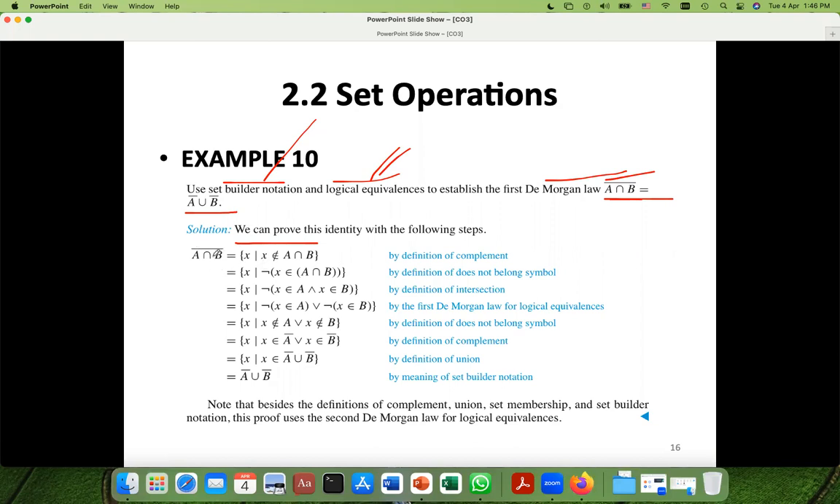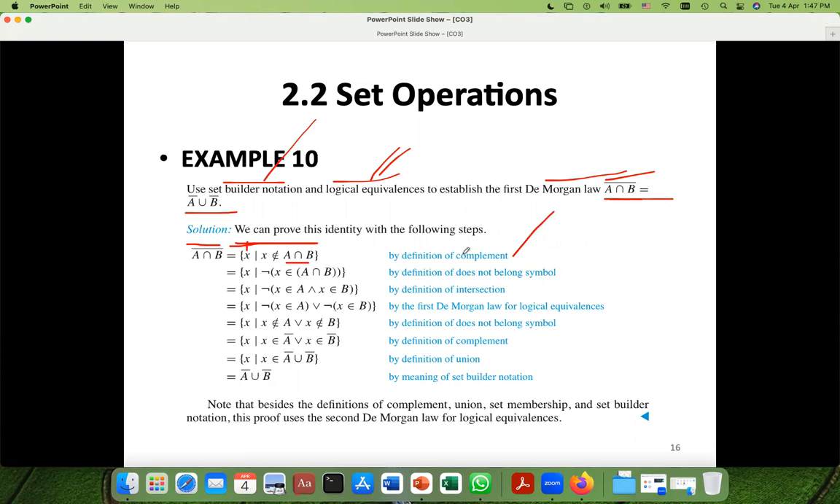So A intersection B complement will contain such elements X, such that X does not belong to A intersection B. Is it okay or not? This not belonging is due to the complement. Otherwise, A intersection B has common elements X that belong to A intersection B. But you have the complement, which is the opposite, so now it is not belonging. This is the definition of complement that you are writing here.